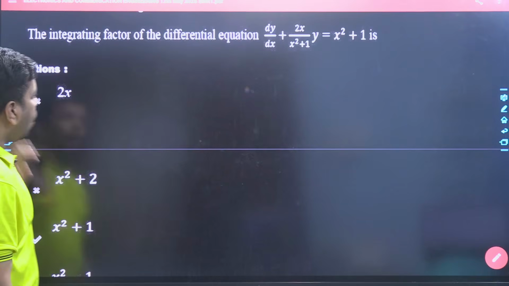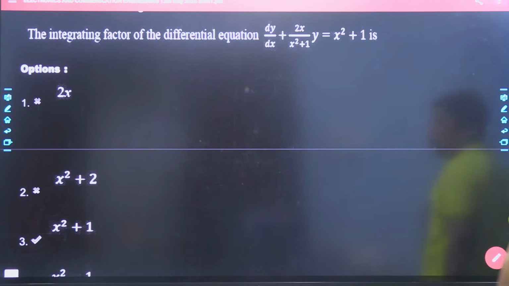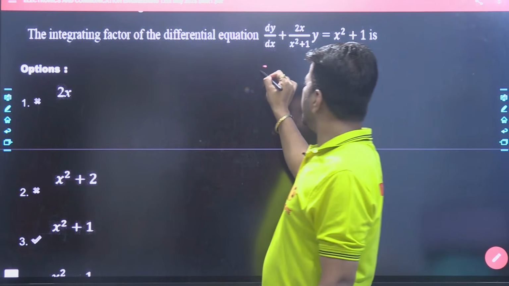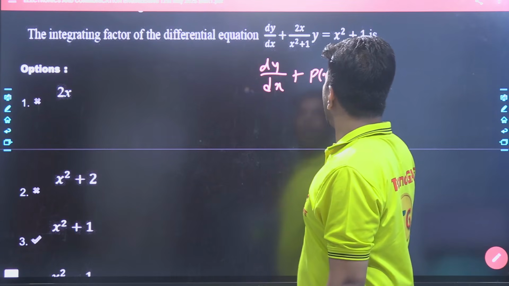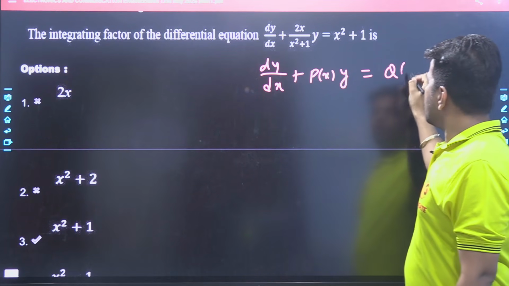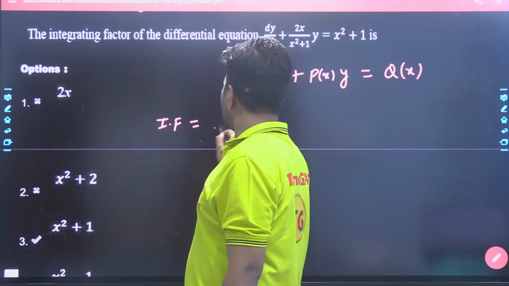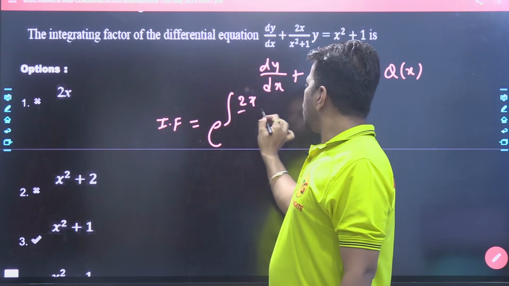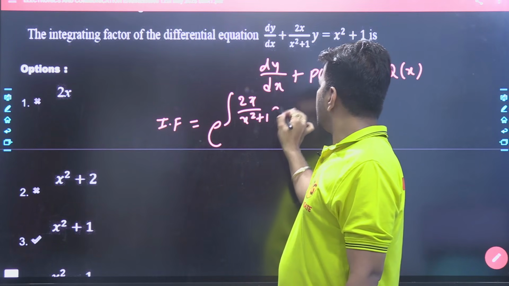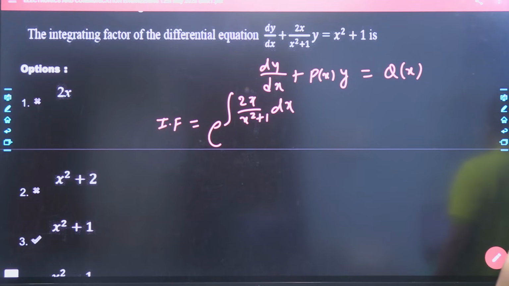Now we need to find the integrating factor for the differential equation. Whenever you need to find the integrating factor, first compare this equation with the generalized equation: dy by dx plus P(x) y is equal to Q(x). The integrating factor is e to the power integration of P(x), which means 2x upon x square plus 1 dx. This is the integrating factor.